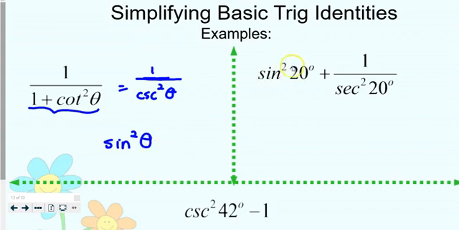What about sine squared of 20 degrees plus 1 over secant squared of 20 degrees? Since they're both 20 degrees, we can go ahead and work with those numbers. We've got sine squared of 20 degrees plus 1 over secant squared. That's a reciprocal function. This is cosine squared of 20 degrees. And the sine squared plus cosine squared, since they're the same degree, equals 1.